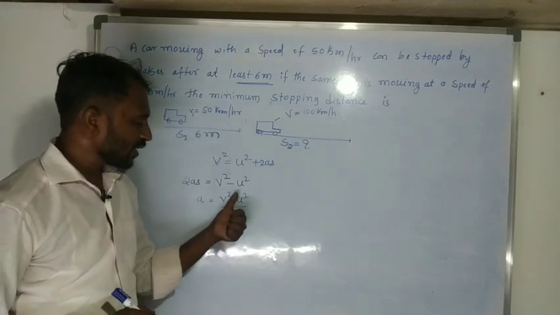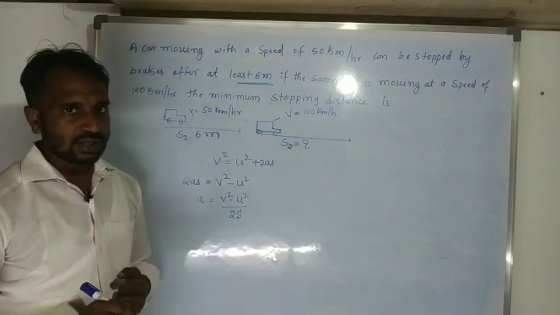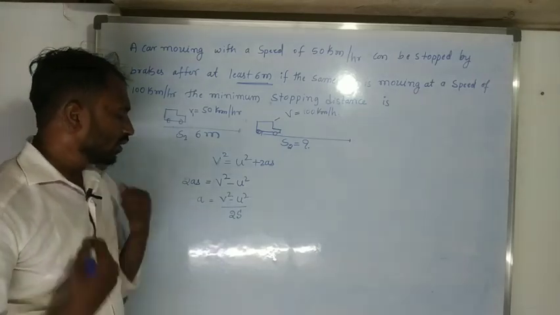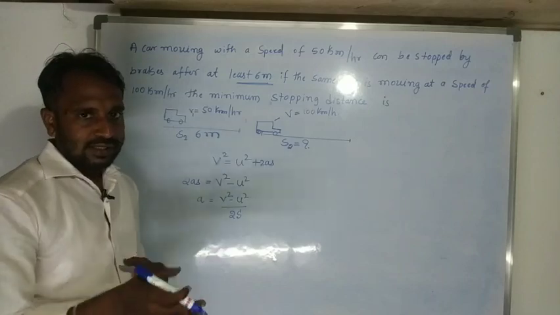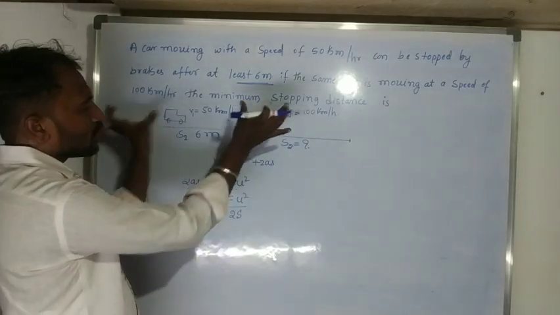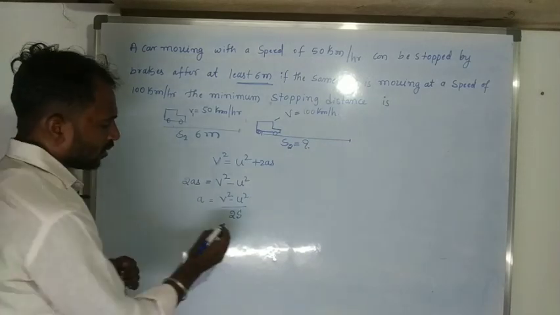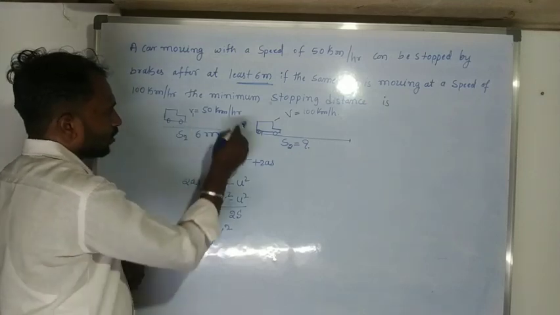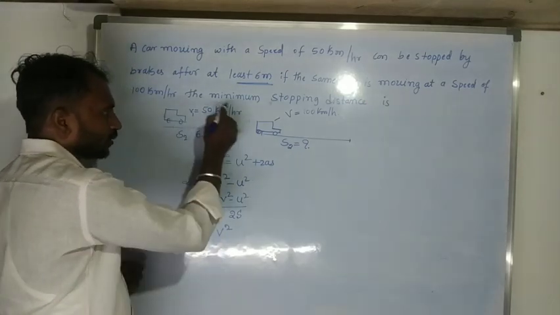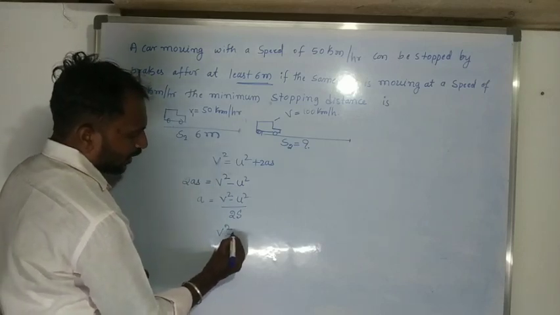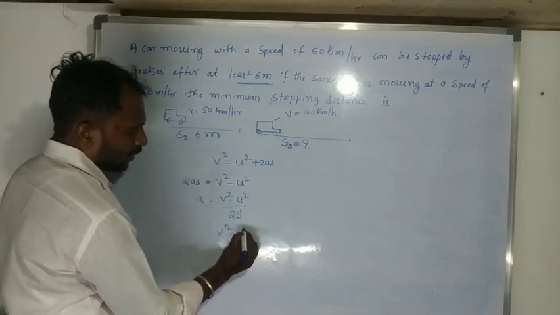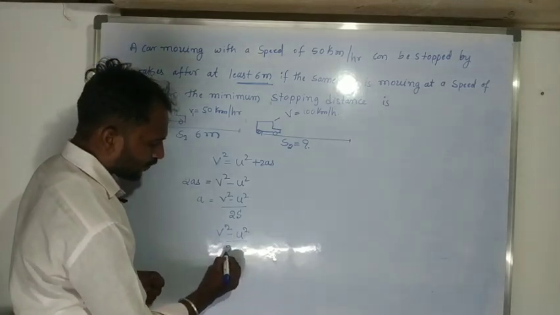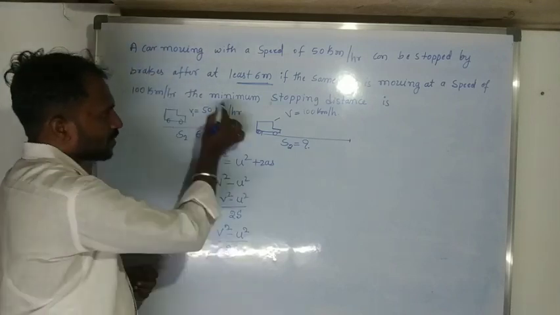A is equal to v square minus u square divided by 2s. Both cars have the same acceleration. So here we just compare the two velocities and the two distances. Here v square means the final velocity of the car, minus the initial velocity square, divided by 2s1. So this is the car's distance.